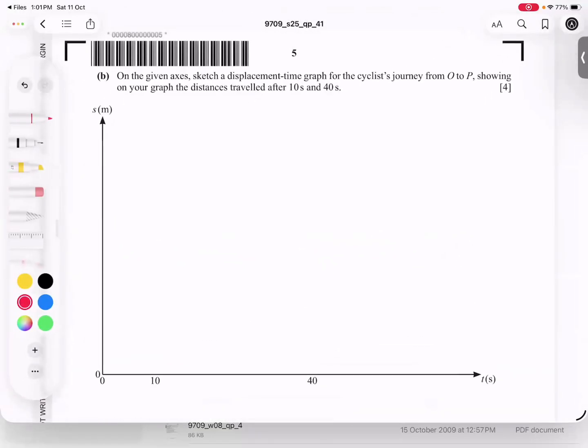And he said that on a given axis, sketch the distance time graph. So we have to convert the VT graph to an ST graph. During travel from 10 to 40, the distances traveled. He has given us some numbers along the x-axis, so the rest we have to work out ourselves. Whenever we go for a distance time graph, we must have the parameter values along the x-axis. So distances are very important.